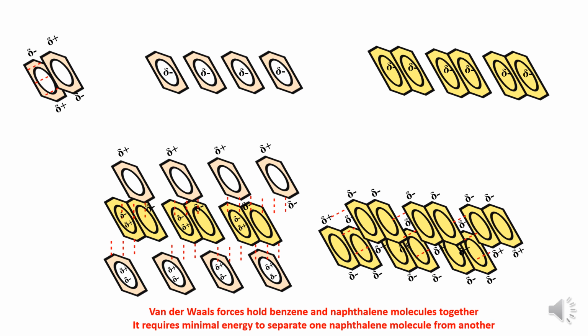And when you try to dissolve solid naphthalene in liquid benzene, a very minimal amount of energy is required to separate the naphthalene molecules. So there is swapping of van der Waals forces. When you add the solid naphthalene to liquid benzene and stir for a while, you can see that the solid naphthalene disappears completely because there is swapping of van der Waals forces. The position of the benzene molecule is taken by a naphthalene molecule, and it takes a very minimal amount of energy to separate one naphthalene molecule from another.